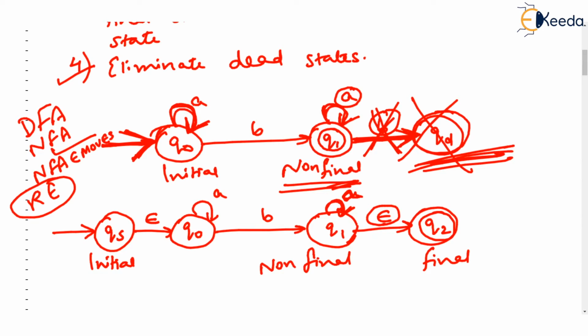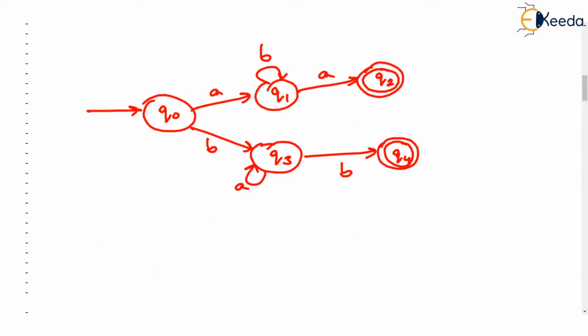Let's see one more example here. Q0 is the initial state. Is Q0 having any incoming transitions? No. Check from Q1, Q2, Q3, Q4. There are no arrows coming into Q0. So no problem. Keep Q0 as the initial state. Don't add any new initial state.